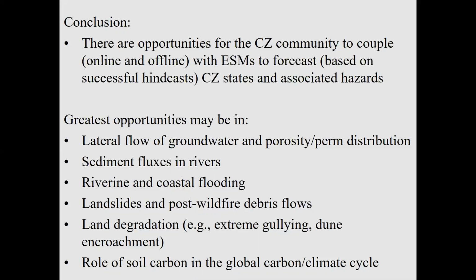Land degradation, there are places where extreme gullying is taking place, primarily as a function of vegetation changes. Things like dune encroachment, we also need to take output from Earth system models and predict where dunes will advance over infrastructure. And then more generally, I think the role of soil carbon in the global carbon cycle is essential.